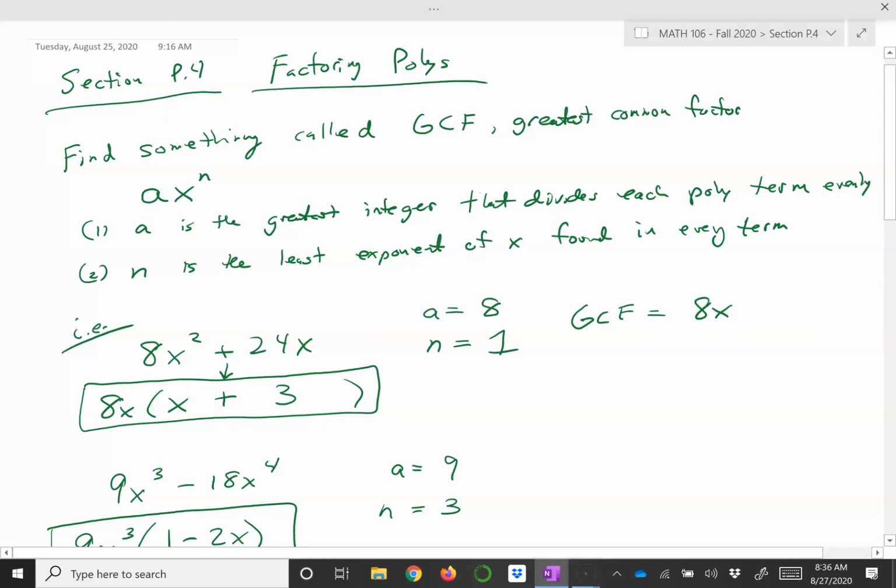Okay, so you have to find something called the greatest common factor. We define that as this term that I have written down here, ax to the n. So a is going to be the greatest integer that divides all of the terms in your polynomial, and n is the least exponent of whichever variable you're looking at. I have the exponent of x just because we always use x as the variable.